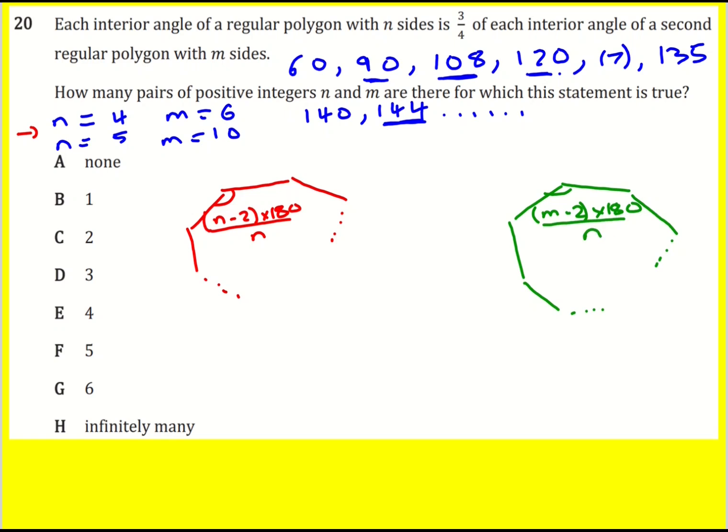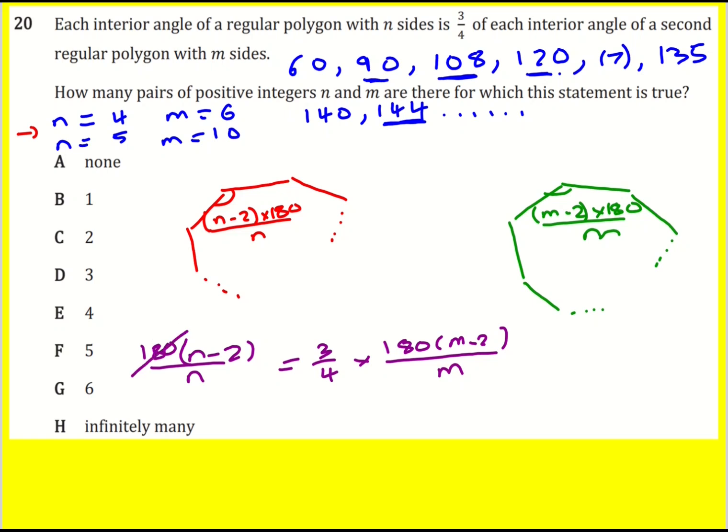And I can straight away write down an equation. n minus 2, 180 lots over n is equal to 3/4 of 180 m minus 2. Sorry, that was meant to be an m. Apologies. m minus 2 over m. And although exterior angles can often make your life easier, I think this is a really good way to go because you can straight away cancel out the 180.